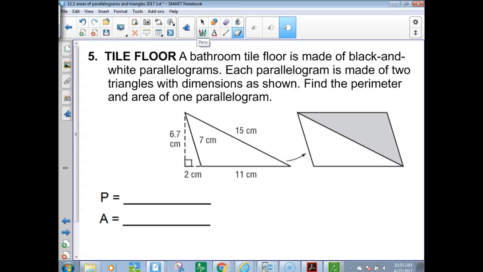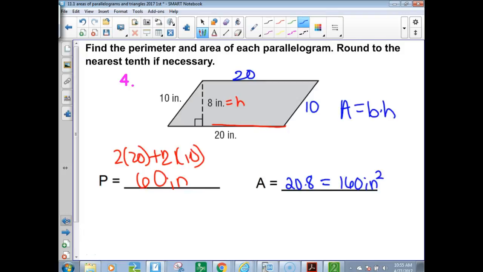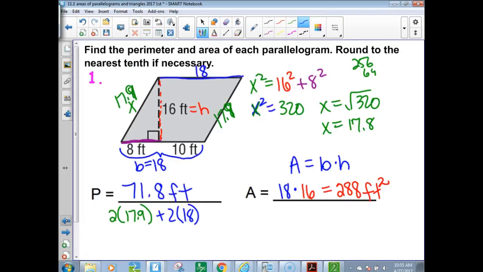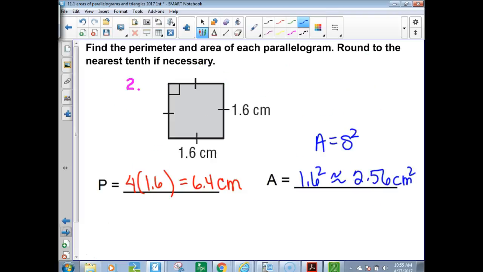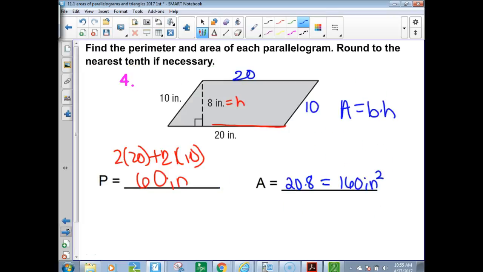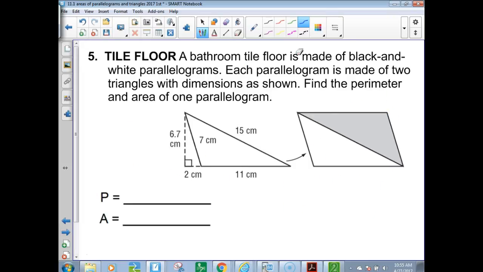All right, yesterday we did the ISN for 11.1 and we started this packet. So we were up to number 5. We had actually discussed the formulas and did number 1, 2, 3, 4, and we're going to pick up here on 5. We'll watch it.